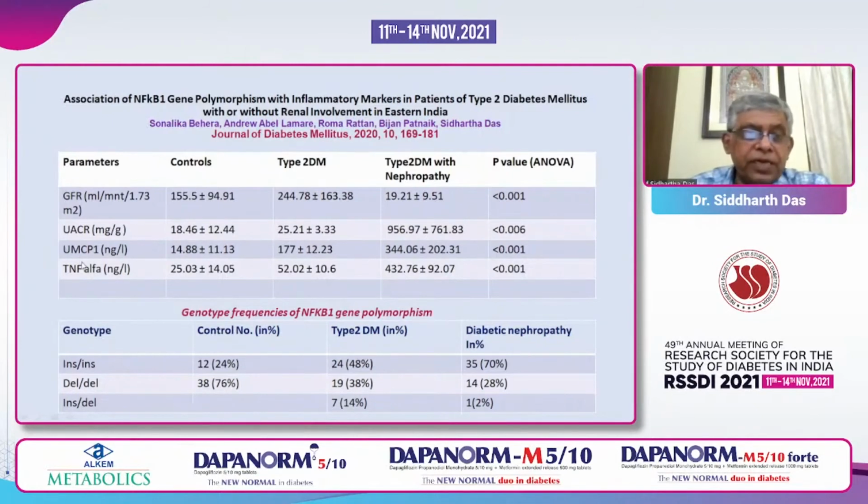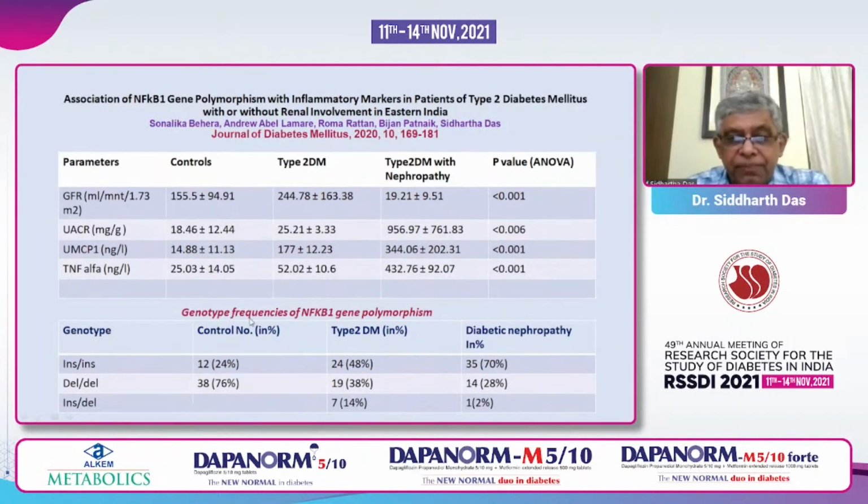And if you look at the urinary monocyte chemotactic protein, it was highest in the nephropathy group, much higher than the healthy controls. Even the diabetics without frank nephropathy also had high urinary monocyte chemotactic protein. TNF alpha was again highest in the nephropathy group, and also raised in diabetics without nephropathy. So these two actually show that there is a very pro-inflammatory state involving the tubulointerstitial system.